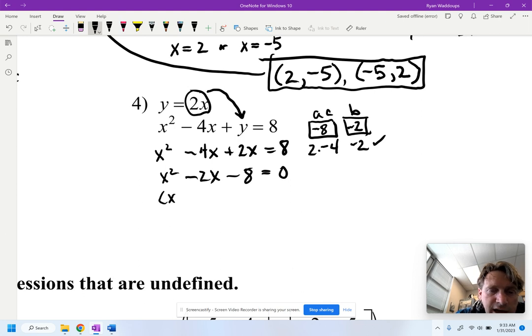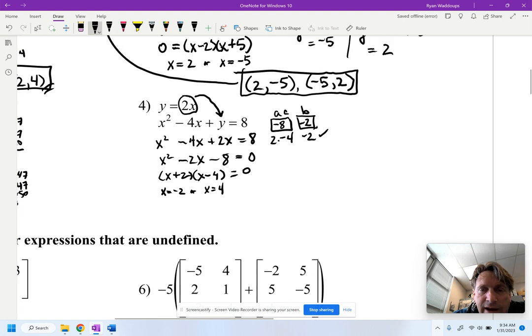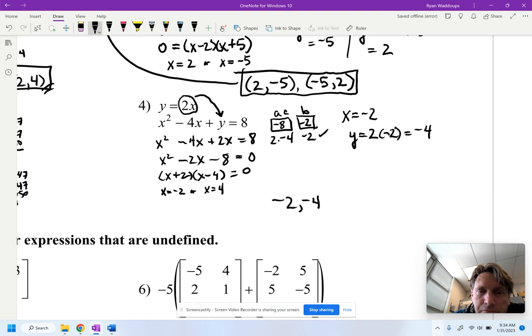So I'm going to write here x plus 2 times x minus 4 equals 0. And then x is equal to negative 2, or x is equal to positive 4. Then I need to put them back into the equations. So if x is negative 2, I put in that top equation, it's really simple. Y equals 2x, or y equals 2 times negative 2, which is negative 4. So one of the solutions is at negative 2, negative 4.